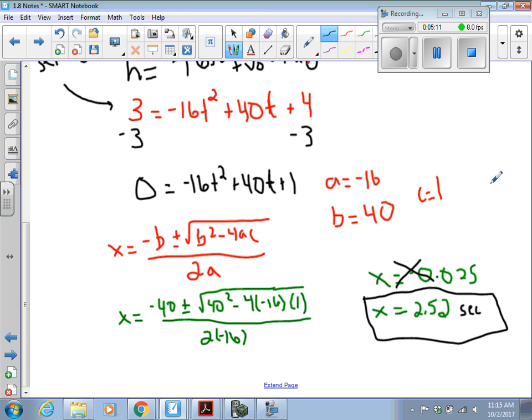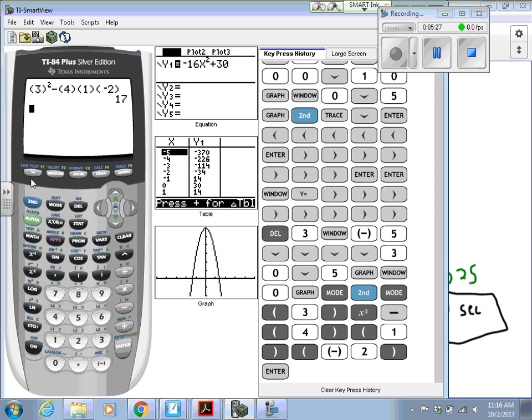Okay. If you have any questions on this, make sure you come in before or after school or email me. Okay. Now, you could also use a different way of doing this if you did not want to use the quadratic formula. Another way that you could do is using your graphing calculator to find your x-intercepts. So let's go ahead. I'm going to teach you that really quick.